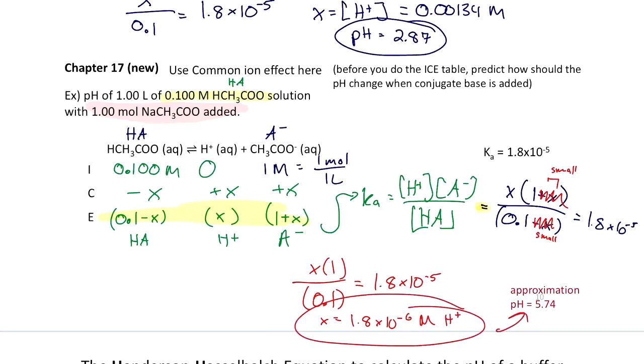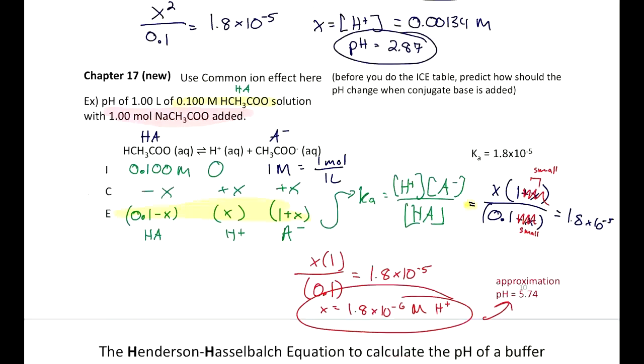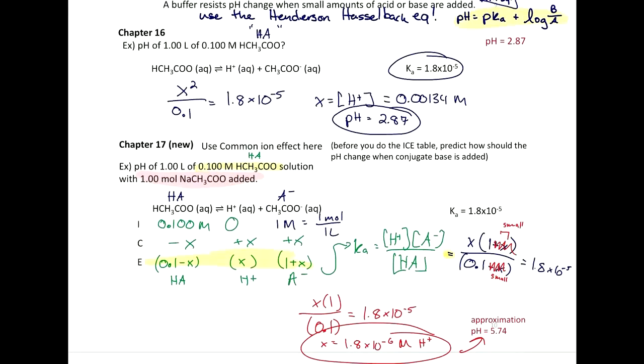All right, so this is a buffer. Also, does this match our intuition? We added the conjugate base, right? You added the conjugate base. Adding a base should make the pH go up. Did the pH go up? Yes, it did.